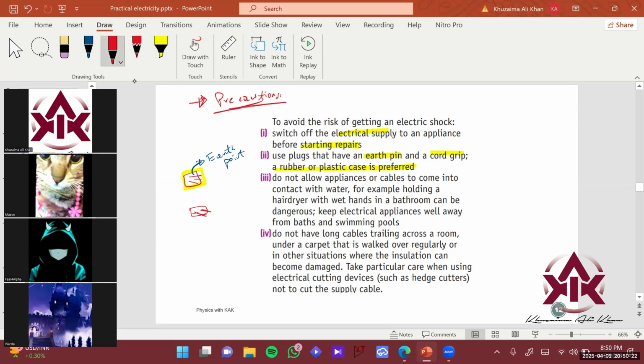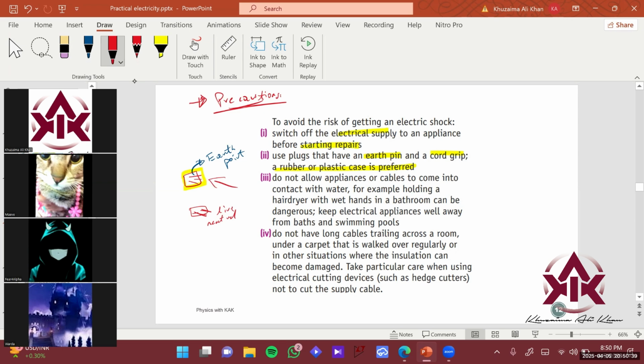But normally in Pakistan, we have local chargers, right? They contain only two pins, right? One for the live, and this one is for the neutral. We have no earth cable over here, right? So use the one which has three cables, and make sure that your house has earth, right?